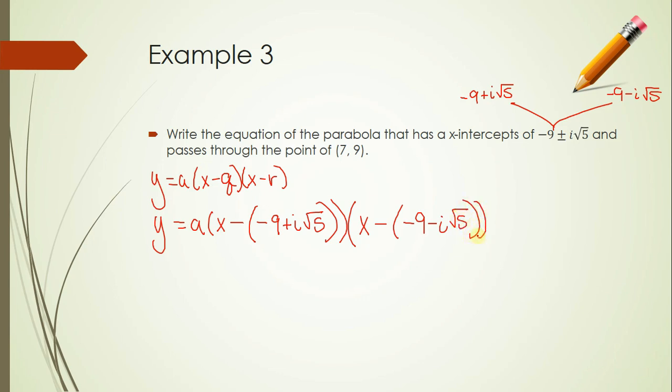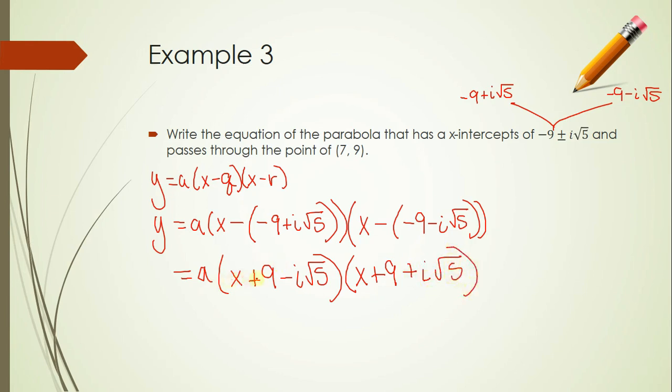Whew, gross. So, what are we going to need to do here? Can't really leave it like this because of those i's. So we're going to have to do some foiling and multiplying out. First, I'm going to distribute these negatives. The a is just going to stay right there. So we get x plus 9 minus i square root of 5, and x plus 9 plus i square root of 5.